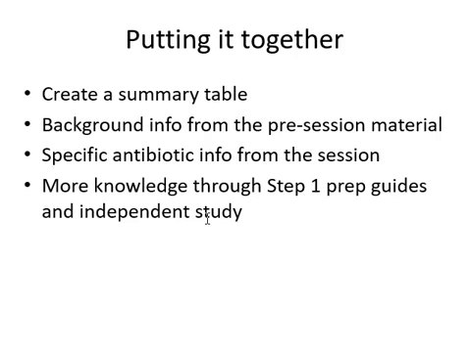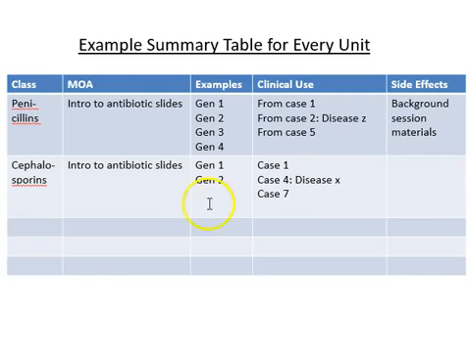As you accumulate all of this material, you can put it together while you study through your step 1 guides and through independent study. This is what the table should start to look like, and these tables will get bigger as you go through the curriculum. This one is incomplete, so hopefully you can grab this table and fill it in. Put the class on the left, the mechanism of action, and then examples. With penicillins, obviously there's generation 1, 2, 3, 4, and so forth. And then the clinical use, which for the most part will be blank.